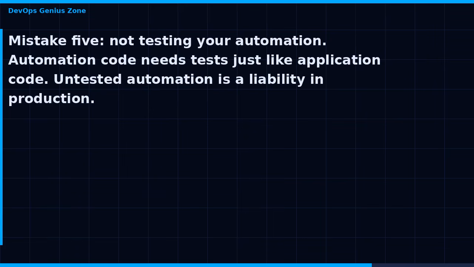Mistake 5, not testing your automation. Automation code needs tests just like application code. Untested automation is a liability in production.